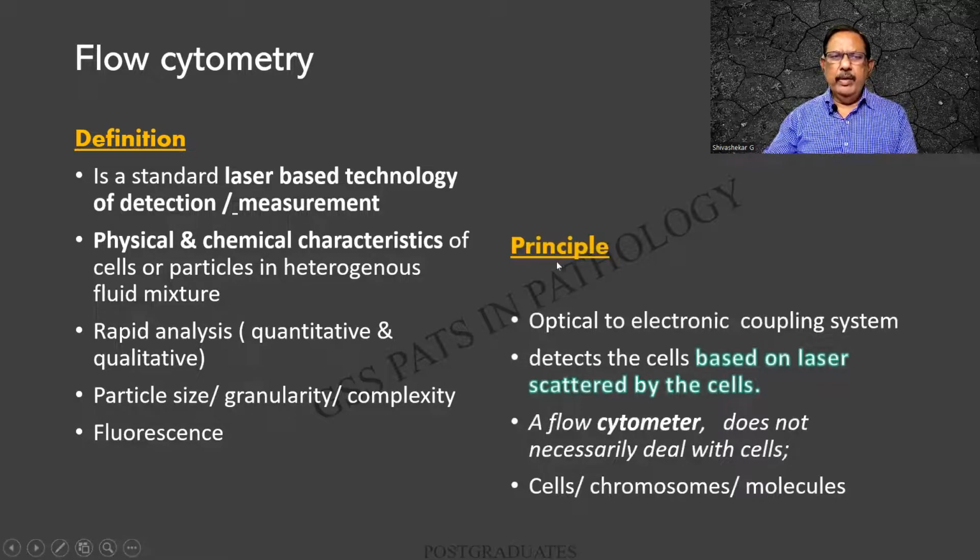The basic principle for flow cytometry shall be an optical to electronic coupling system. So always my teacher in physics used to say, there will be one form of energy which is getting converted into another form. For example, heat can be converted to light. So here, optical to electronic. It detects the cells based on the laser scattered by the cells. Now, flow cytometer by itself need not necessarily concentrate only on the cells, but there are other properties also. The chromosomes, the molecules, etc.